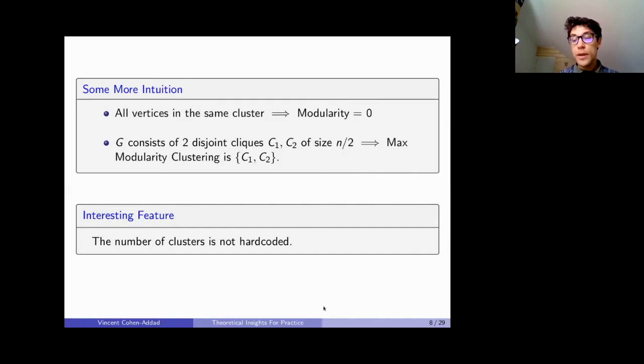So it depends on the function. If you give me a graph where the right number of clusters is k, then it's going to try to output k clusters. If you give me a graph where it's K prime, then it's going to output K prime clusters. It's not hard-coded like some other objectives, like metric objectives, where you have K means, K median, and so on, where K is part of the constraints. So from that matter, it's a nice objective.